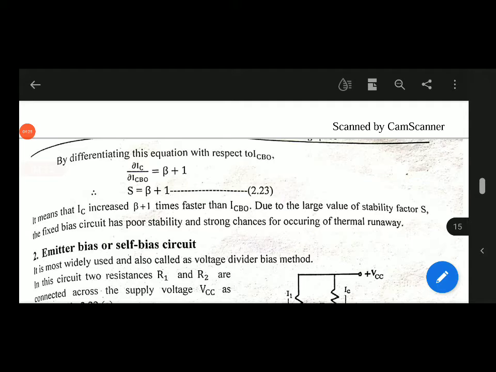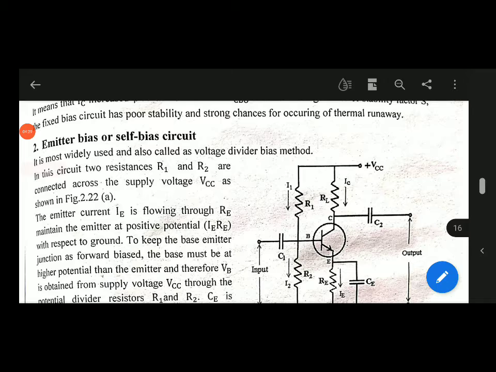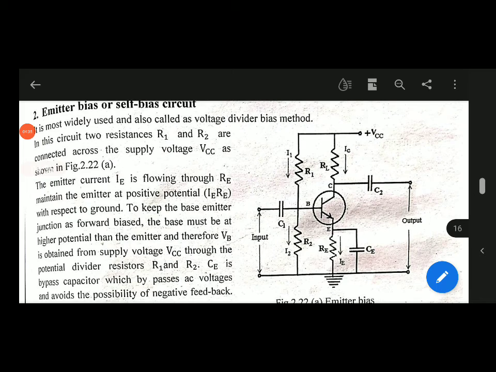Now we see the emitter base or self bias circuit. So this is the diagram.